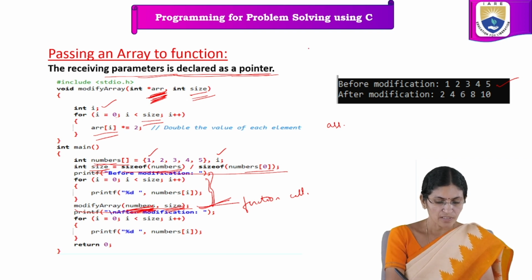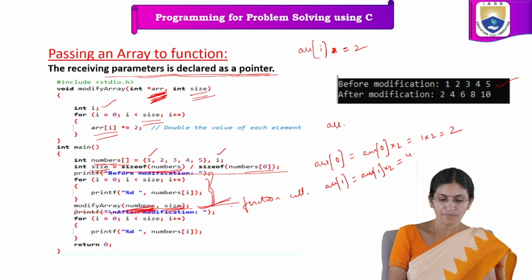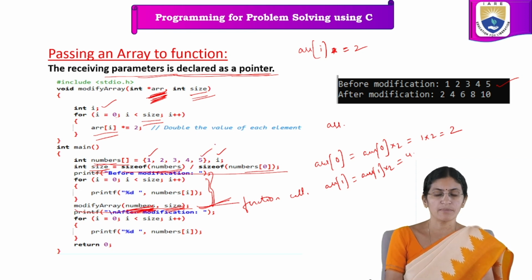You can see here, in this function definition, arr of i, so i is equal to 0. What we are doing here is just multiplying each element of the array by 2. So this loop will run 5 times. So arr of 0 will be equal to arr of 0 into 2, so 1 into 2, that is equal to 2. Next, the second element is also multiplied by 2, so 2 into 2 is 4. In this way, we'll get the double of all the elements of the array.